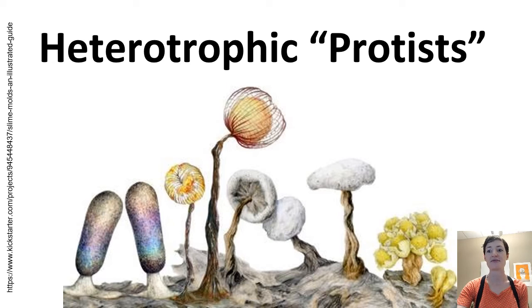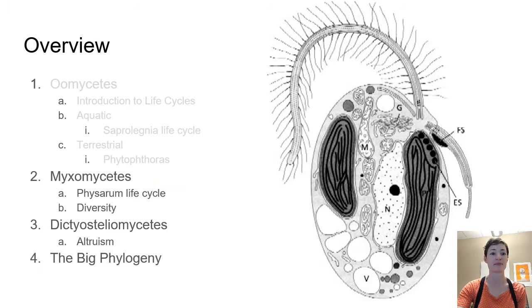So this is the second half of our lecture on heterotrophic protists, so things that used to be classified as fungi but no longer are. We covered the oomycetes last time. This time we're going to look at the myxomycetes and the dictyosteliomycetes. These are both types of slime molds. We have the cellular and the acellular slime molds. And then the last part we're going to look at the big phylogeny. So kind of starting to think about how all of these organisms are related and what a phylogeny is.